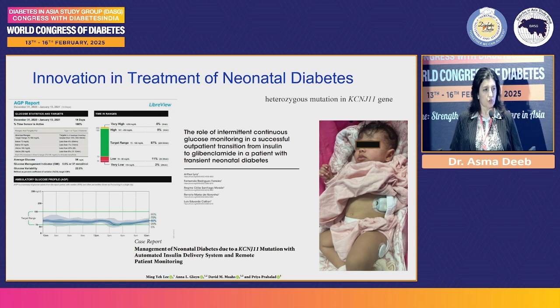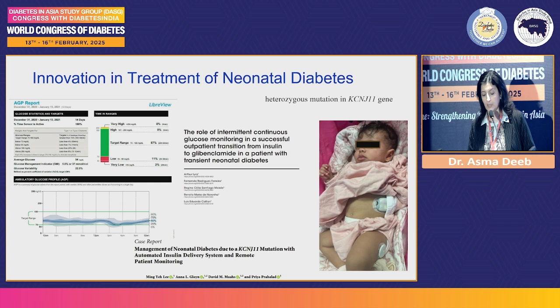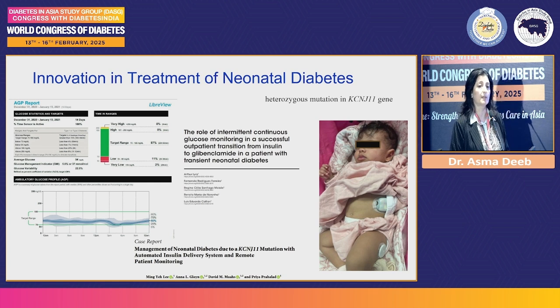We got a few children with KATP channel mutation, and I would like to highlight here the ability of you and I to convert these children to sulfonylurea. And if you don't have the experience, like I didn't have, there are protocols on how to convert from insulin to sulfonylurea. And I'd like to highlight here something completely different, which is the importance of the use of technology in treating neonatal diabetes.